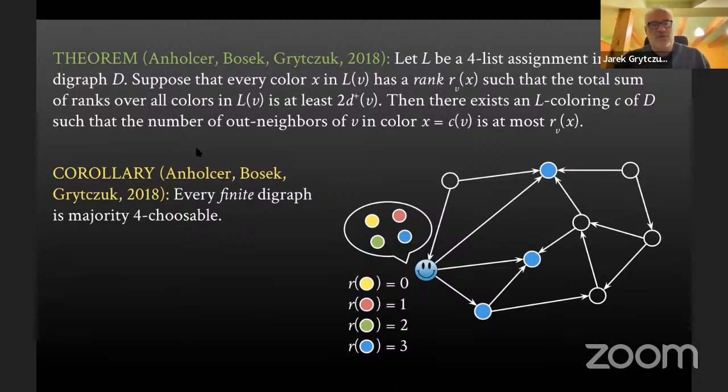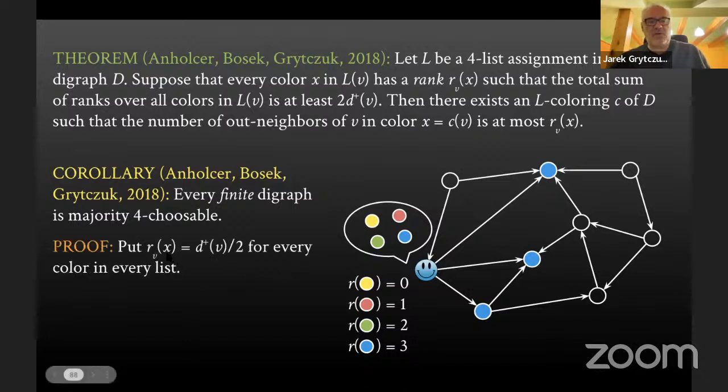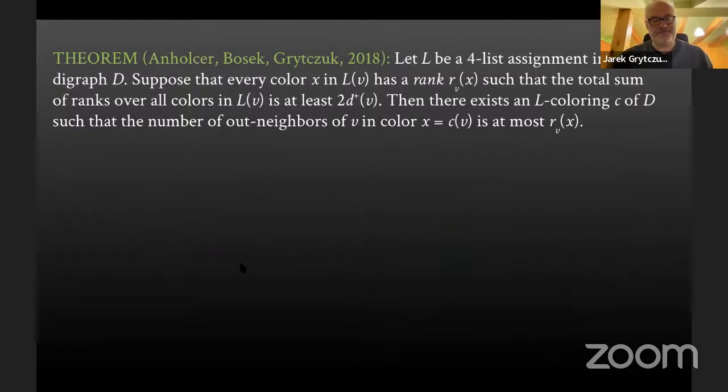And it's pretty easy to see that this is stronger than what we want to prove. So the simple consequence of this theorem is that every finite digraph is majority choosable. And we can see it by taking all ranks of colors equal to half of the out degree. If every vertex has rank equal to half of its out degree, then satisfying this condition is the same as satisfying the majority condition.